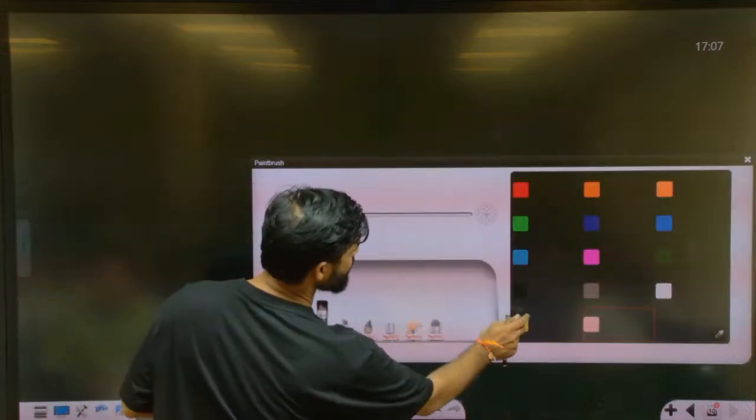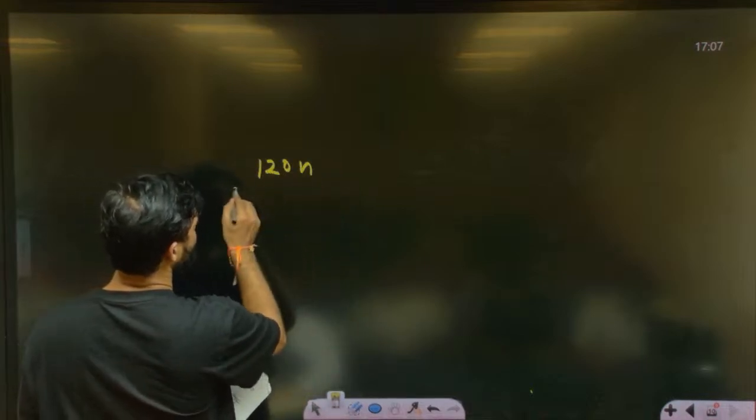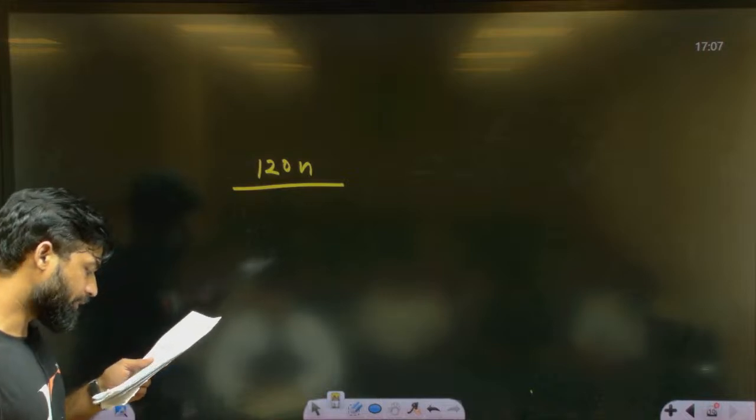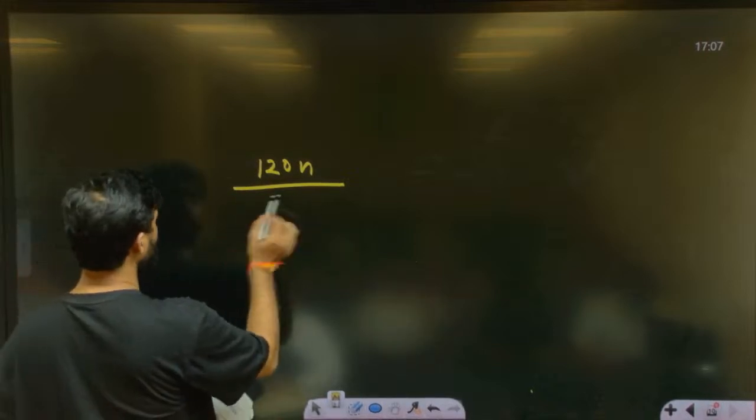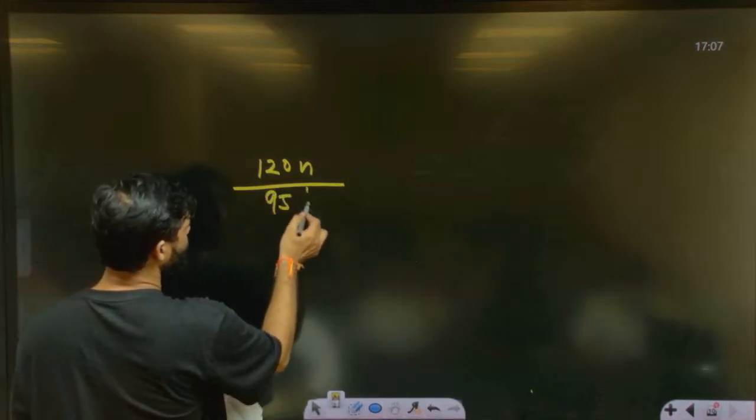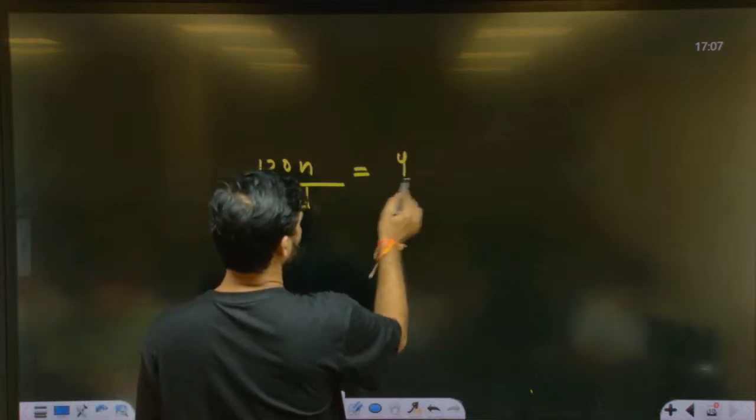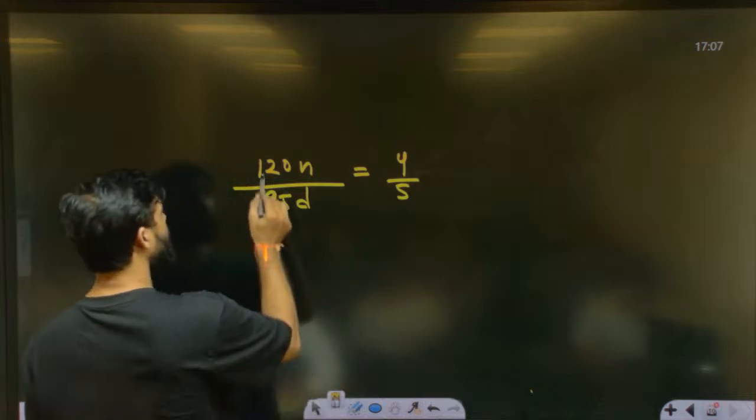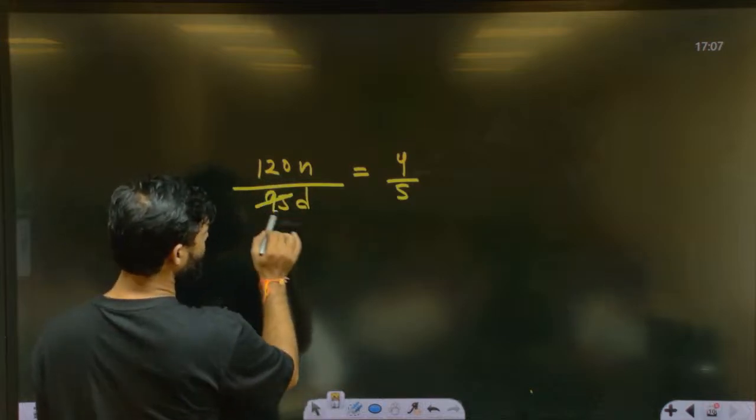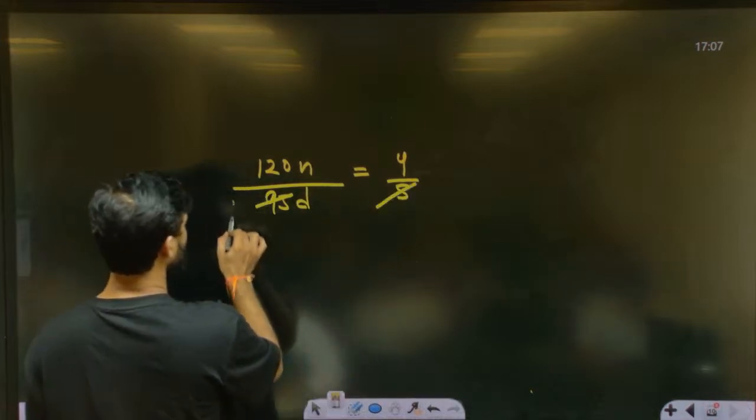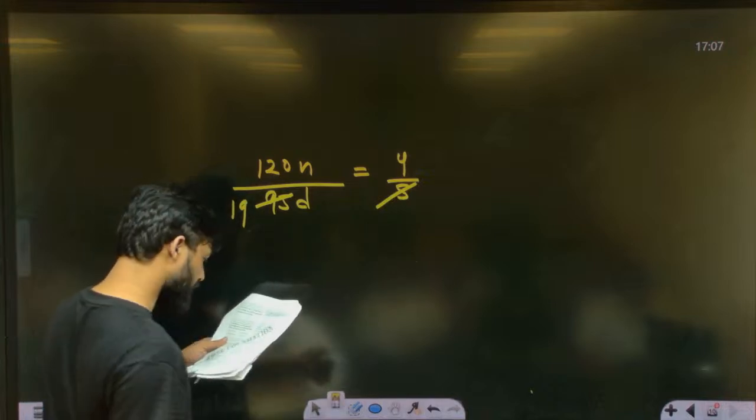We can approach the question directly now. How? There is an increment of 20% in numerator. I can write it like 120, and there is a decrease in the denominator by 5%. 100 minus 5, that will be 95, and the fraction becomes 4 by 5. I can cut it by 5. This is 5 now. So this is 9.